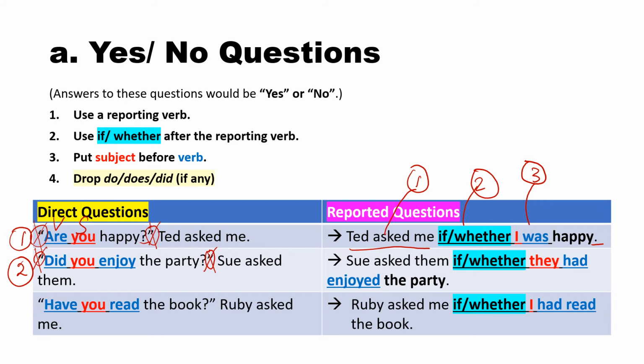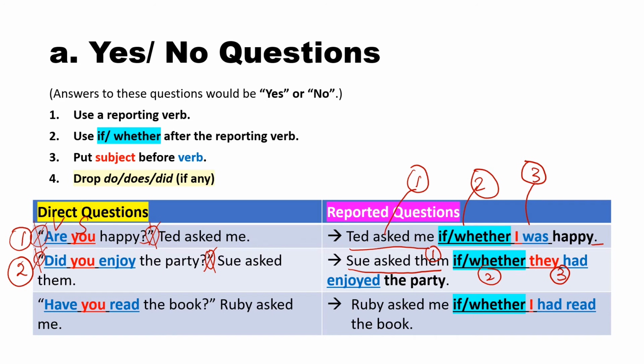Step 1. Use a reporting verb. We can keep asked. Sue asked them. Again, asked is in simple past tense. Step 2. Use if or whether after the reporting verb. Step 3. Put the subject before the verb.